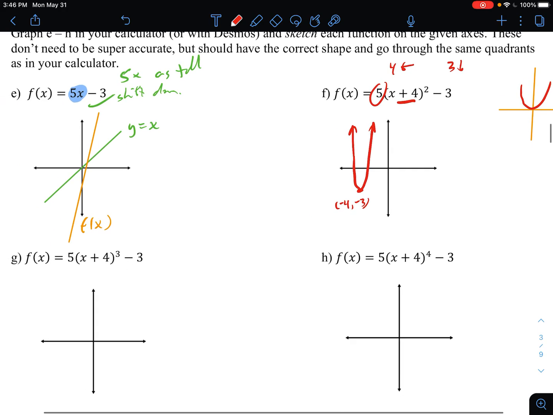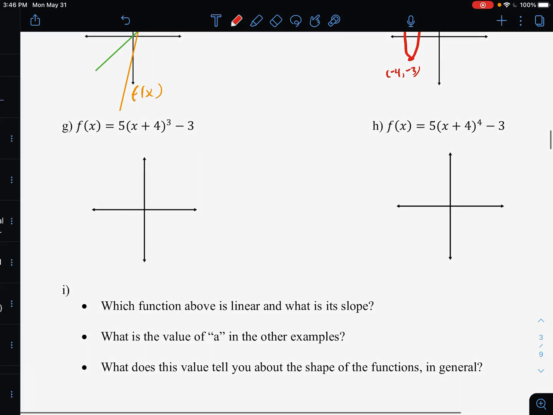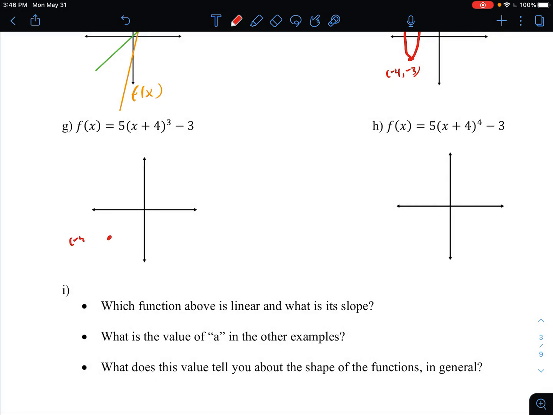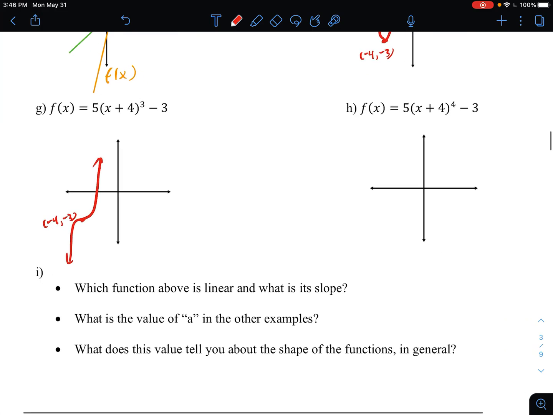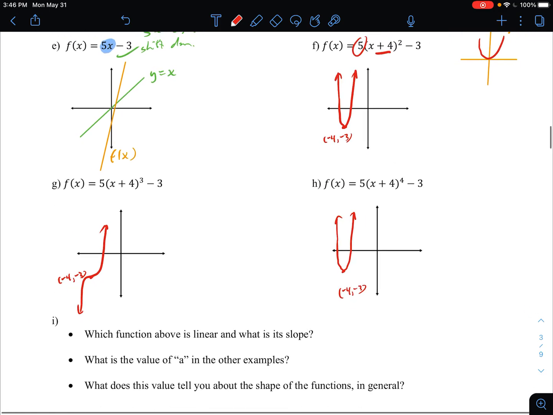And that's what we're doing with all of these. It's 5 times as steep, we've shifted it 4 to the left, and we've shifted it 3 down. So this one would go through -4, -3, but would look like a steep version of the x cubed graph. This one would go through -4, -3, and would look like a steep version of the x to the 4th graph, which pretty much looks like x squared. Without going into extreme detail, it's sometimes hard to tell those apart.